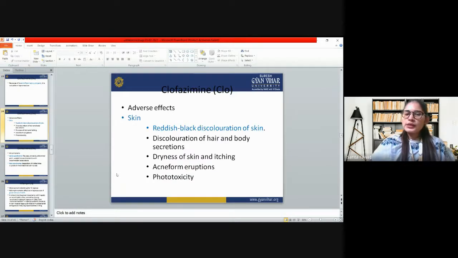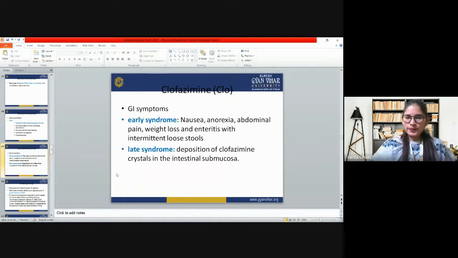When we talk about its adverse effects, in the skin it can cause reddish black discoloration of skin, discoloration of hair and body secretions, and also dryness of the skin, and it can cause itching also. Acneiform eruptions are also caused by this, and phototoxicity reactions can also occur.